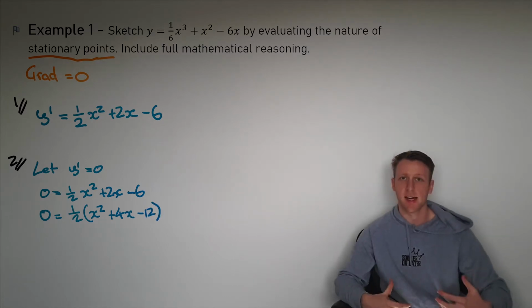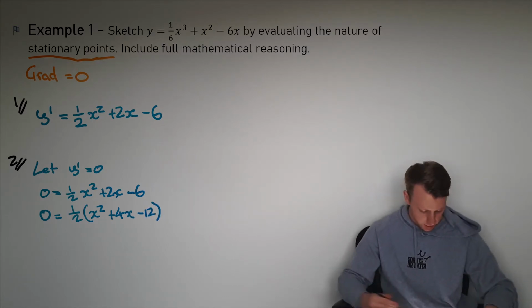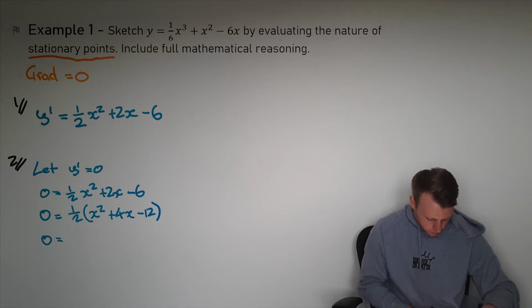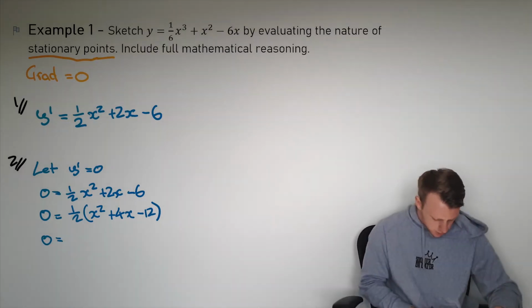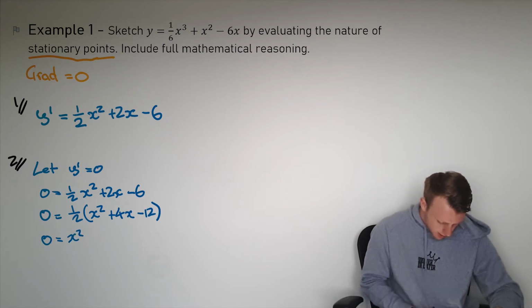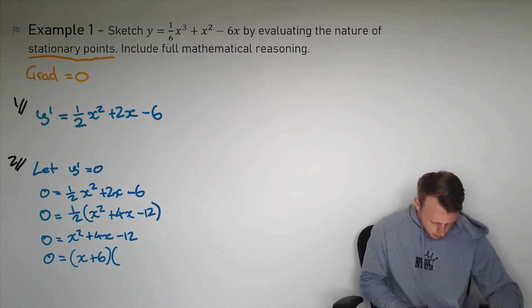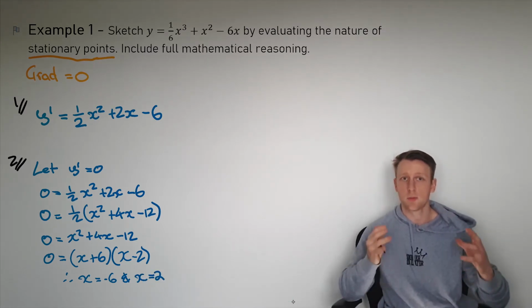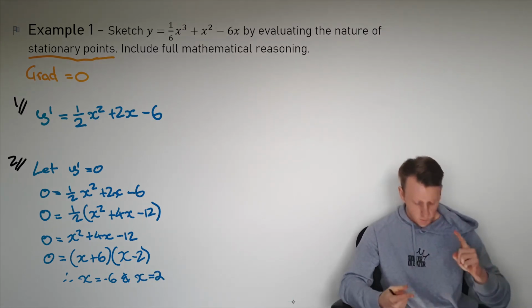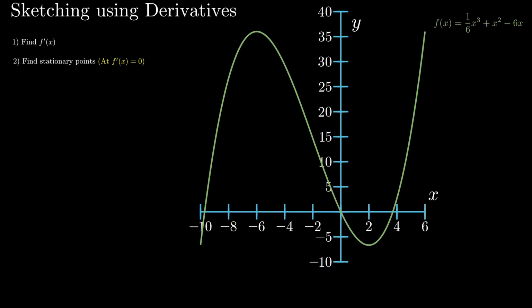I've just factored out a half from my quadratic expression there. I can simplify and solve this out by dividing by half. 0 divided by half is just 0, so I just get x squared plus 4x minus 12 equals 0. So I've got 2 stationary points here, when x is equal to -6 and when x is equal to 2.